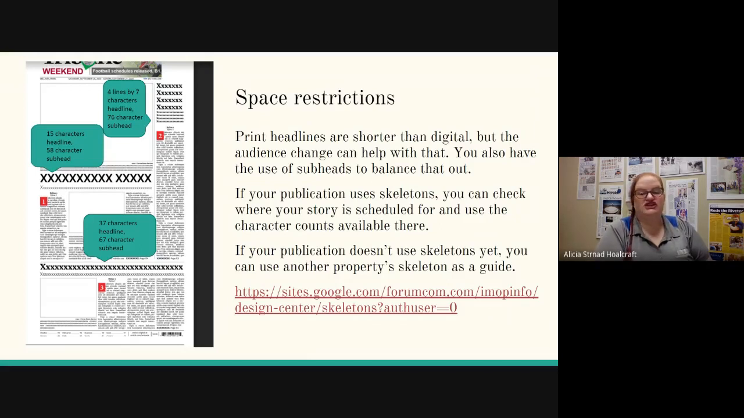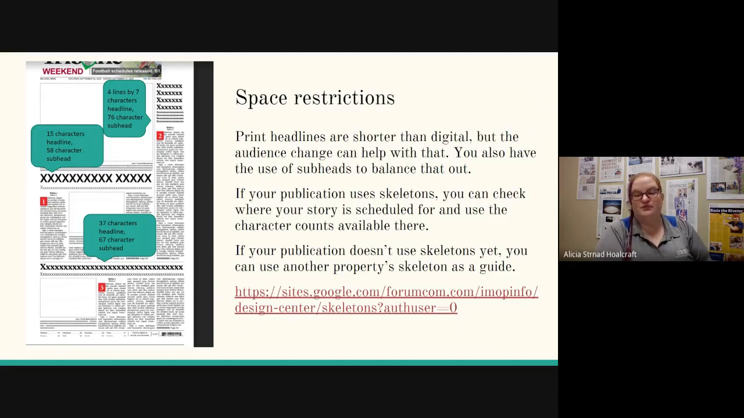If your publication does not have skeletons, look at skeletons for other publications. Those are all online on our IMOP website. The IMOP website you can find in the email signature of any hub manager. So if you have the email that I sent out about this training, if that was forwarded to you, you can just go to that website. There's a ton of stuff there, and one of those things is skeletons.